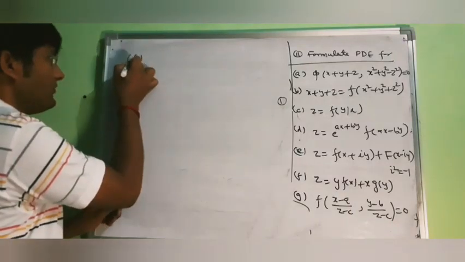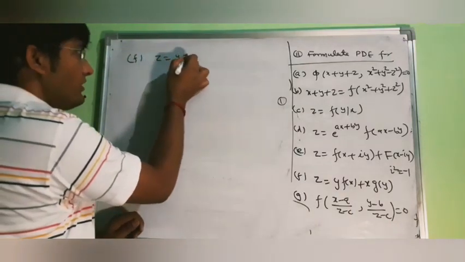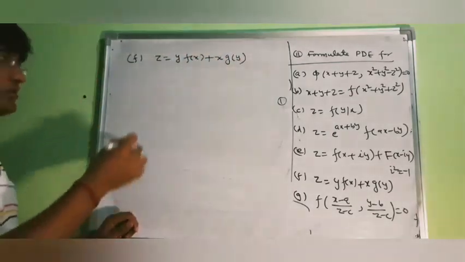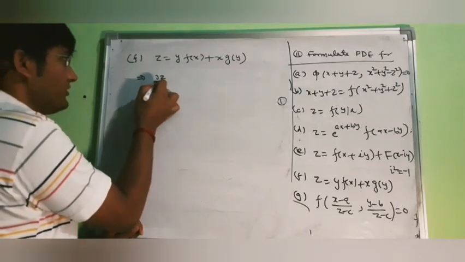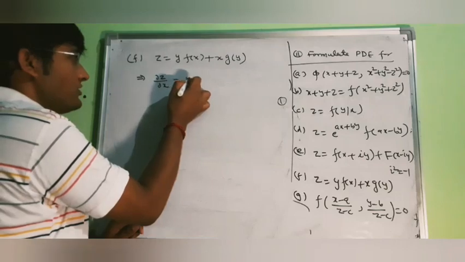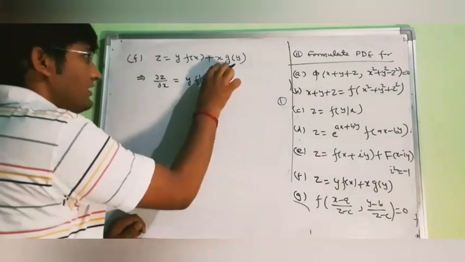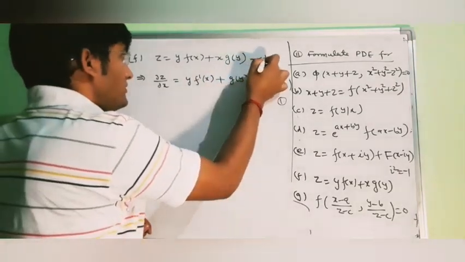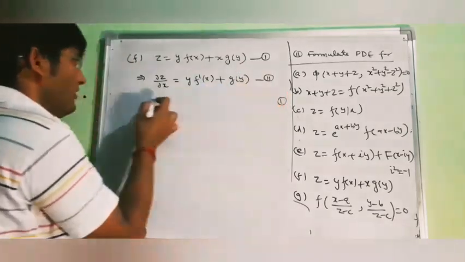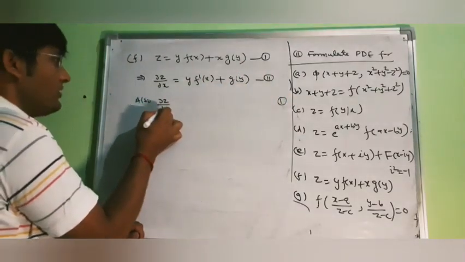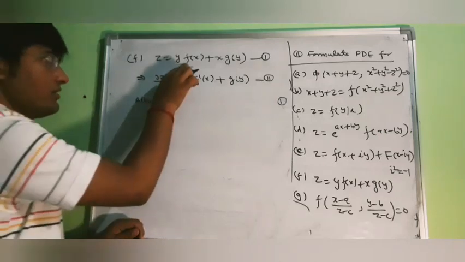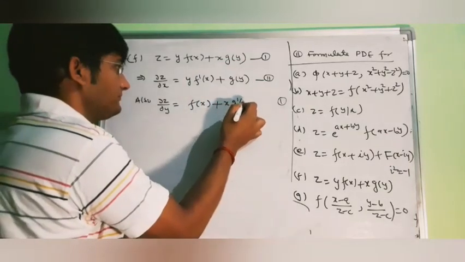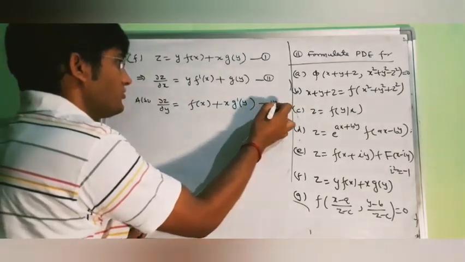So F, here our z equal to y some function of fx plus x some function of y. Now let us differentiate this one with respect to x. So you will get del z upon del x equal to, now y will be constant, so differentiation of x will be your f dash x, and the differentiation of x is 1, so you will get gy. So this is your equation number 1 and this is your equation number 2. Also, your del z upon del y will be the partial differentiation with respect to y. From here we will get fx, and from here we will get x g dash y. So this is your equation number 3.